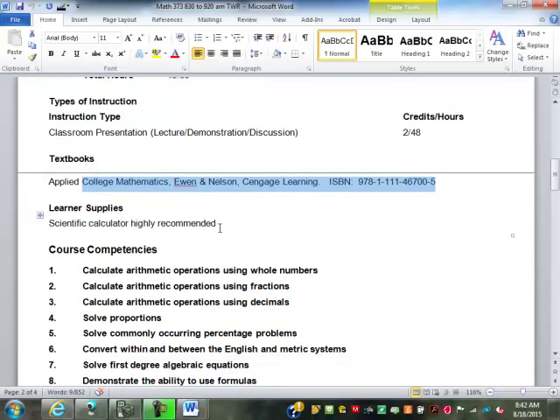So you need to have the textbook. The other thing you'll need, it says highly recommended, but I can't stress just how highly it is recommended, some form of a scientific calculator. You could probably get through the course without a calculator. It would just be really, really difficult. A lot of extra work.